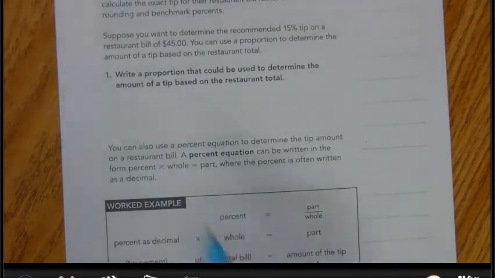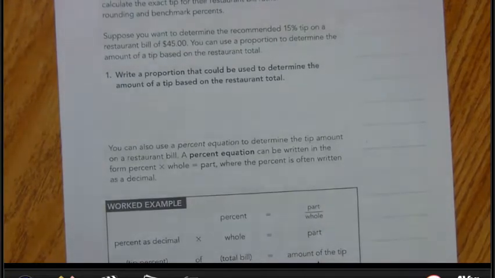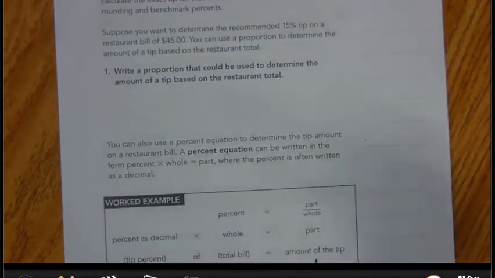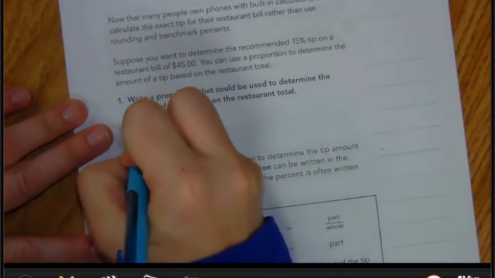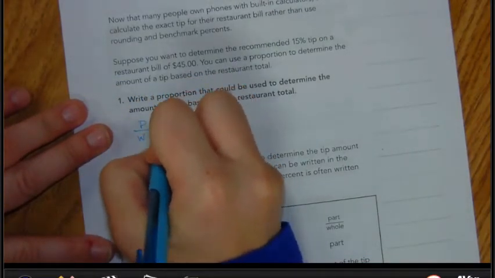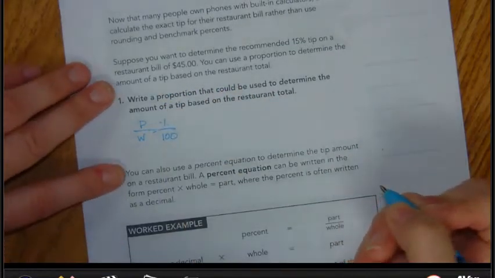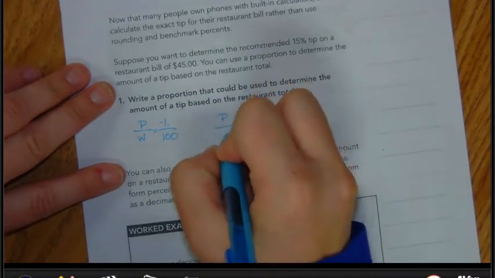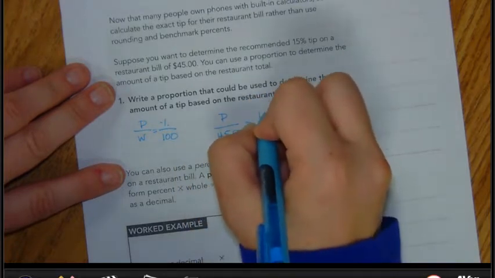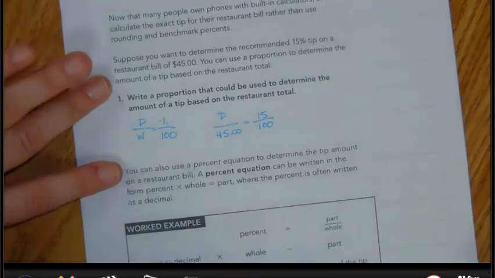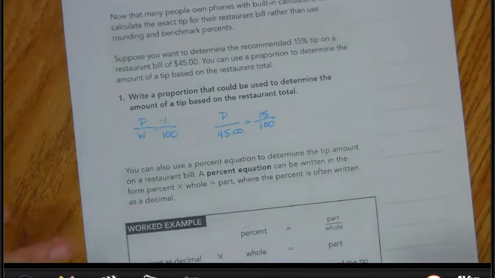All right, well, this is my part over whole equals percent over 100. Well, I don't know my part. My total is 45. My percent is 15 over 100.